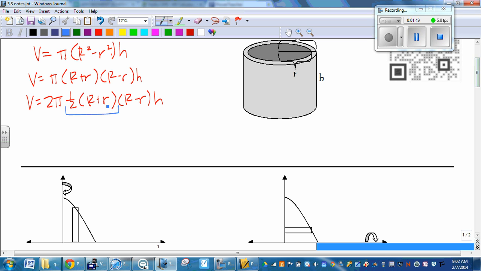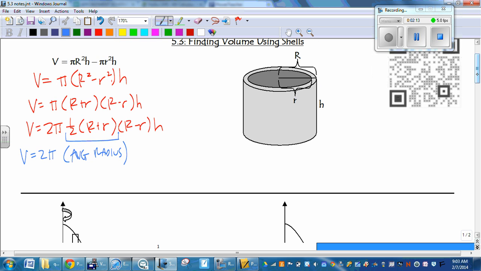No, because the small radius is here, little r, and then big R. But if we add those two up and then multiply by 1/2, there we go, good, average. So this is our average radius. And so 2 pi times our average radius. The big R minus little r, if we subtract those two, what we're getting is this little measurement right here in our shell, which we're going to call the thickness of the shell.